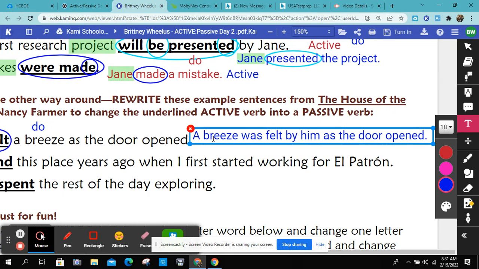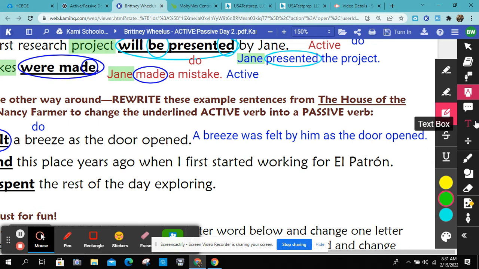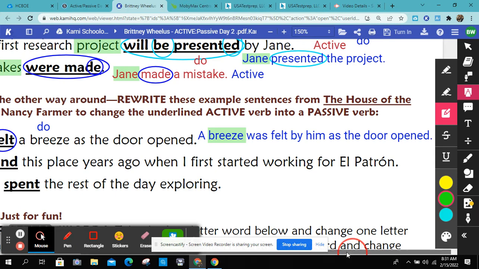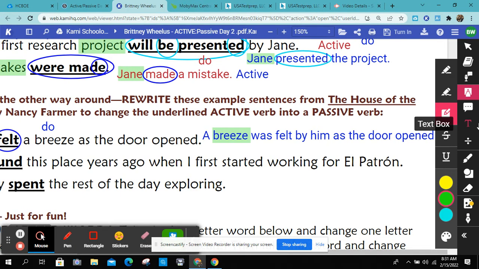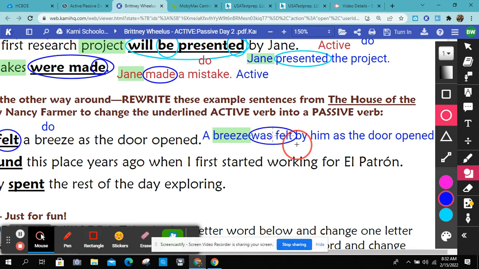Now, all right, what is the subject of this sentence? Who is the sentence about? Breeze. I took the action off of the person and I put it on a breeze. Like a breeze can't really do anything without someone forcing it or helping it, okay? What is my linking verb here? Or verb phrase? Was felt. Okay?